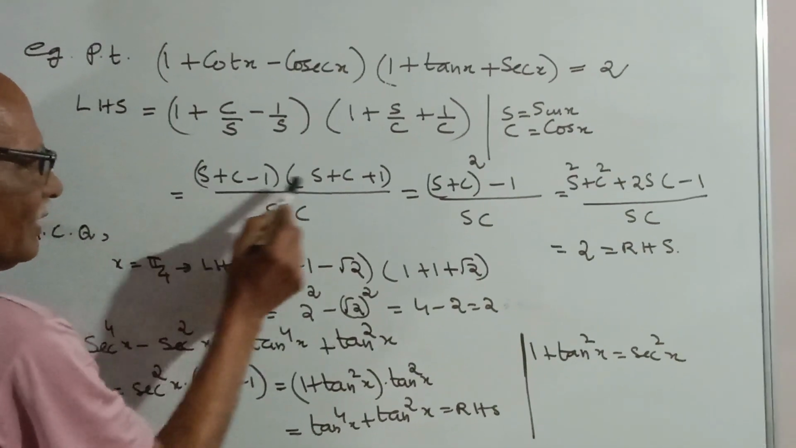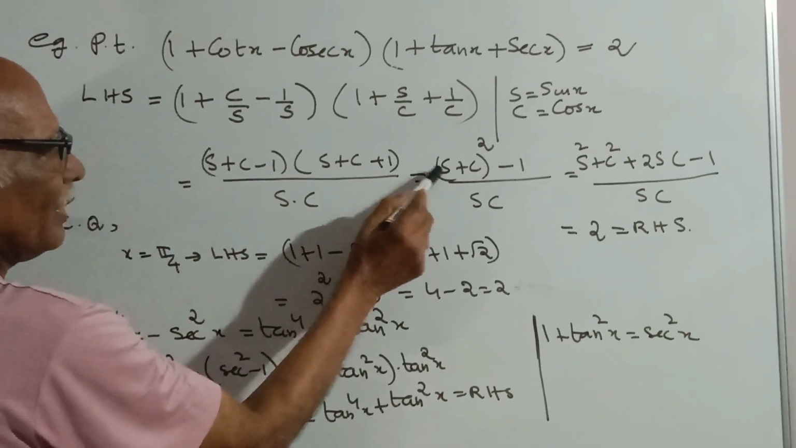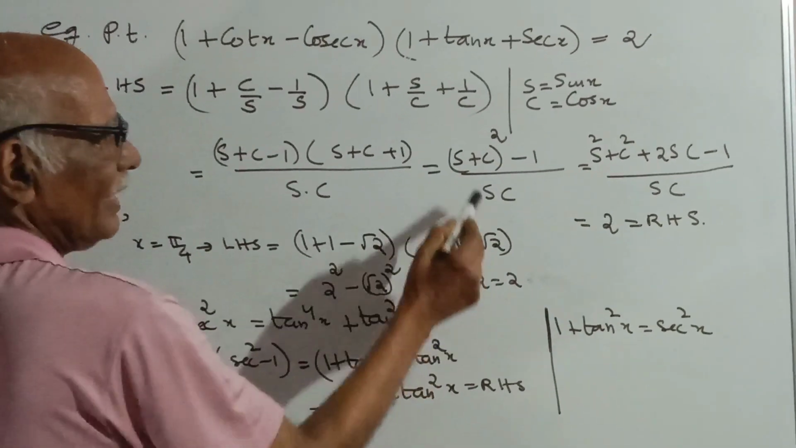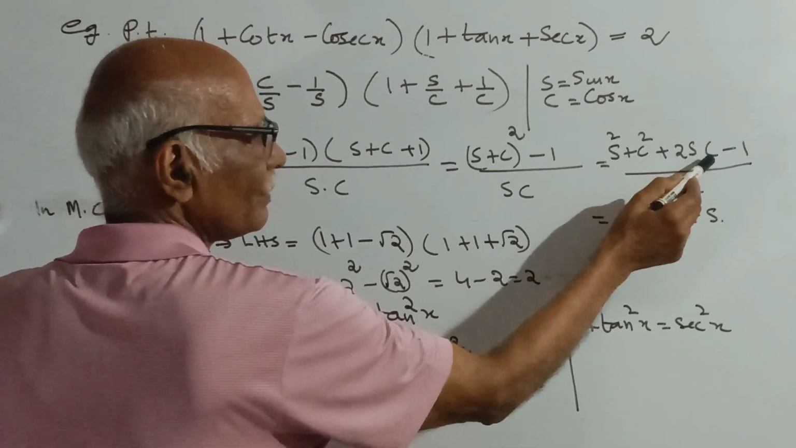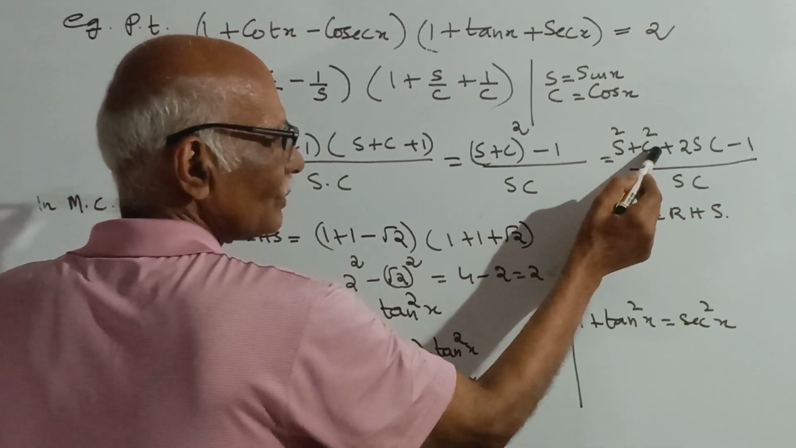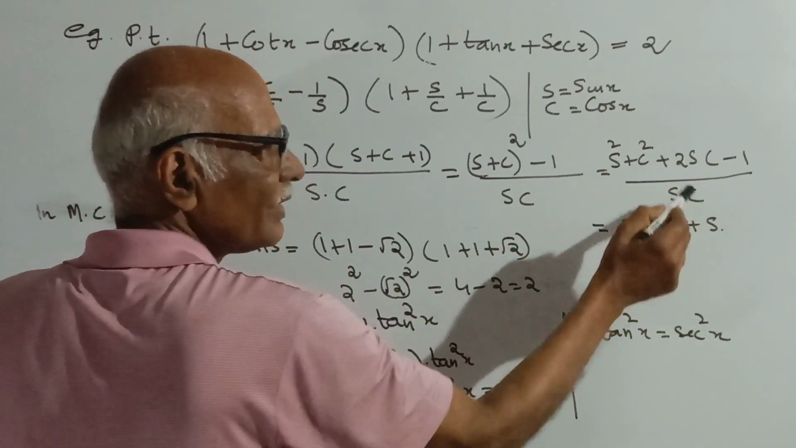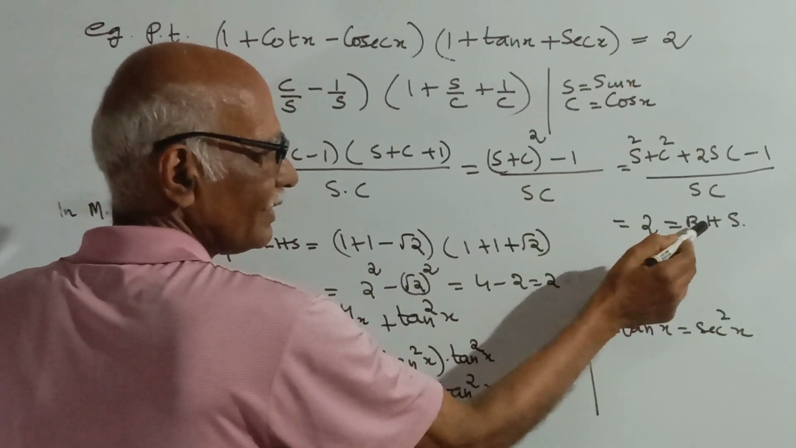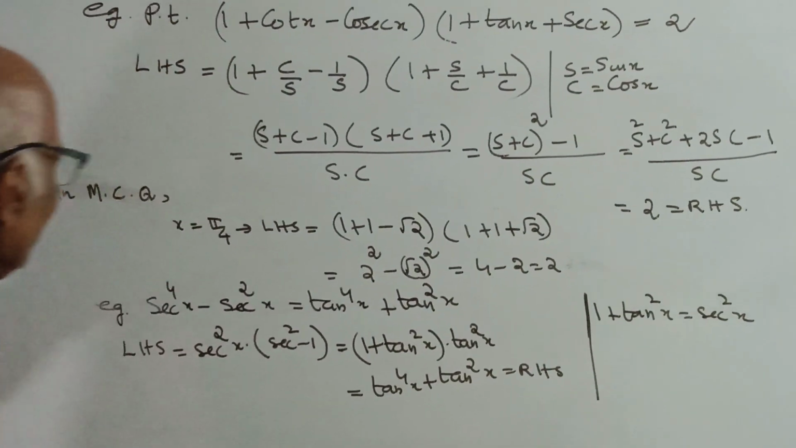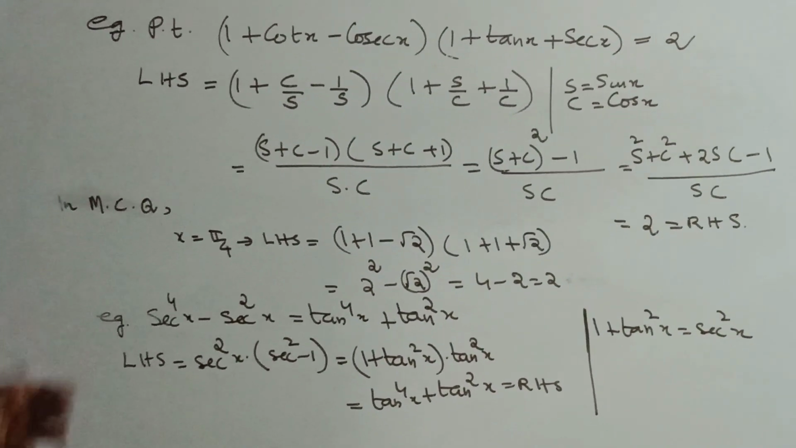So s plus c are the same thing. So it is (s plus c) the whole squared minus 1. (s plus c) the whole squared is sin squared plus cos squared plus 2 sin cos. And sin squared plus cos squared is 1. So 1 minus 1, they cancel, giving you 2 sin cos by sin cos, which is 2, the right hand side. Now, in the case of multiple choice questions, the trial method is simple.